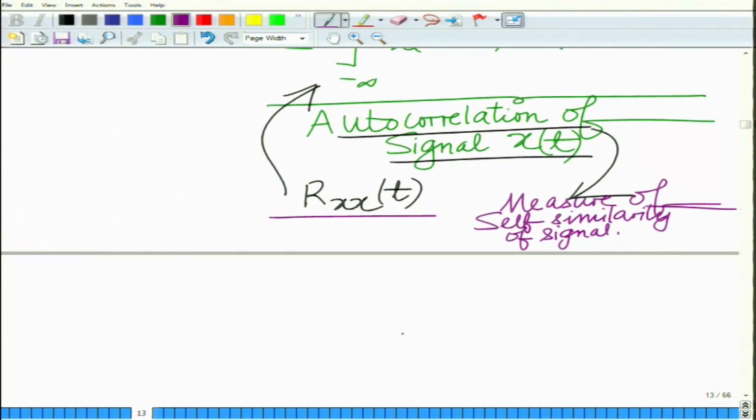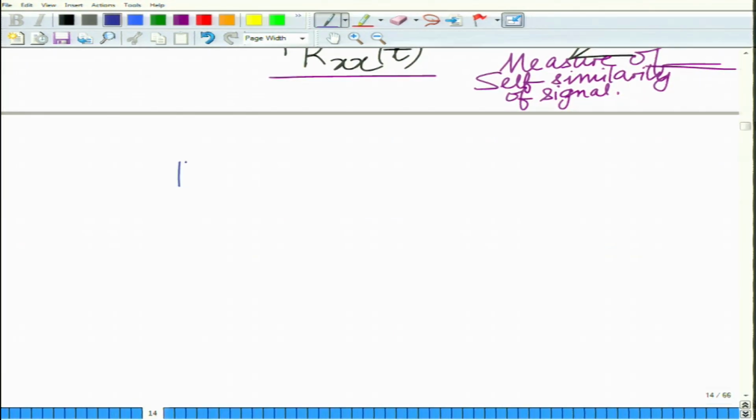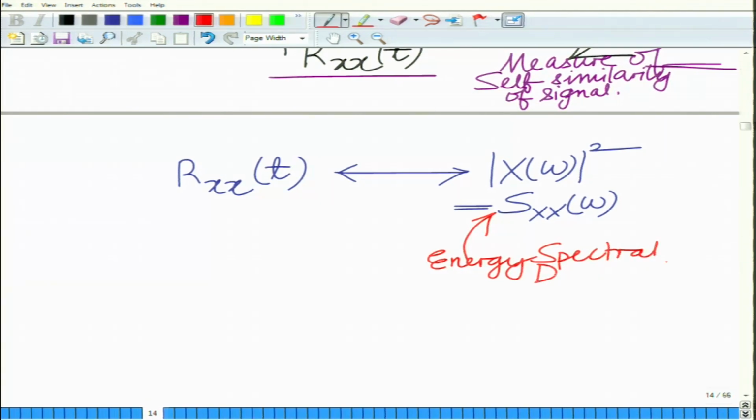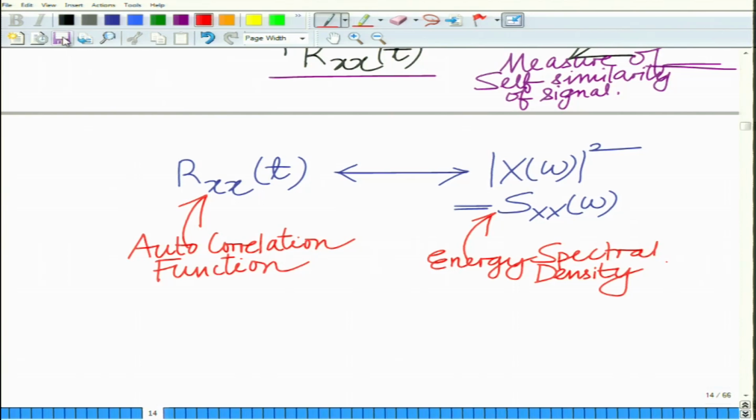What we have shown is that this autocorrelation r xx of t has the Fourier transform magnitude x of omega squared, which we also denote by S xx of omega, that is the energy spectral density. So, the energy spectral density is the Fourier transform of the autocorrelation function, and note that it is magnitude x of omega squared.